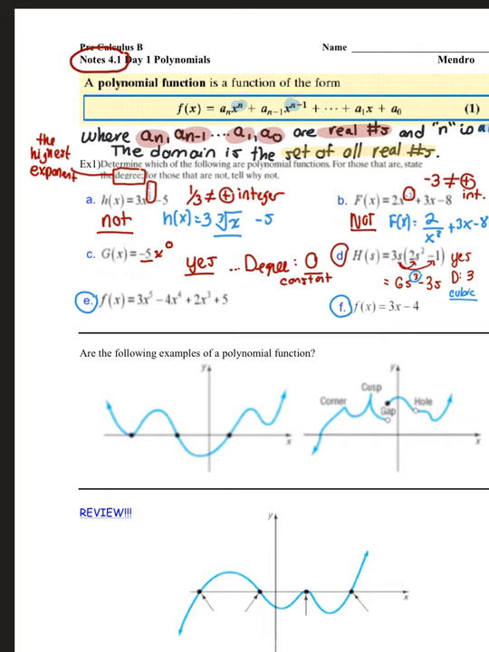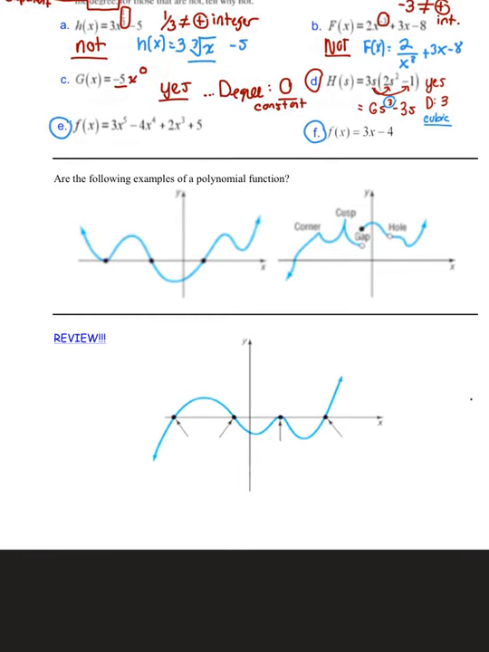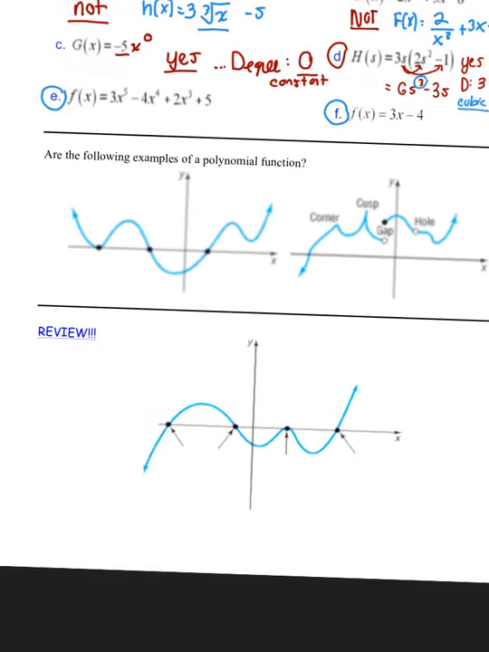Now, as we look further down at some of these other examples, these are what some polynomial functions might look like. One thing I want to point out is the direction of the graphs. We might see some polynomial functions that are both pointing in the same direction. We call this the end behavior, and we'll be reviewing that momentarily.